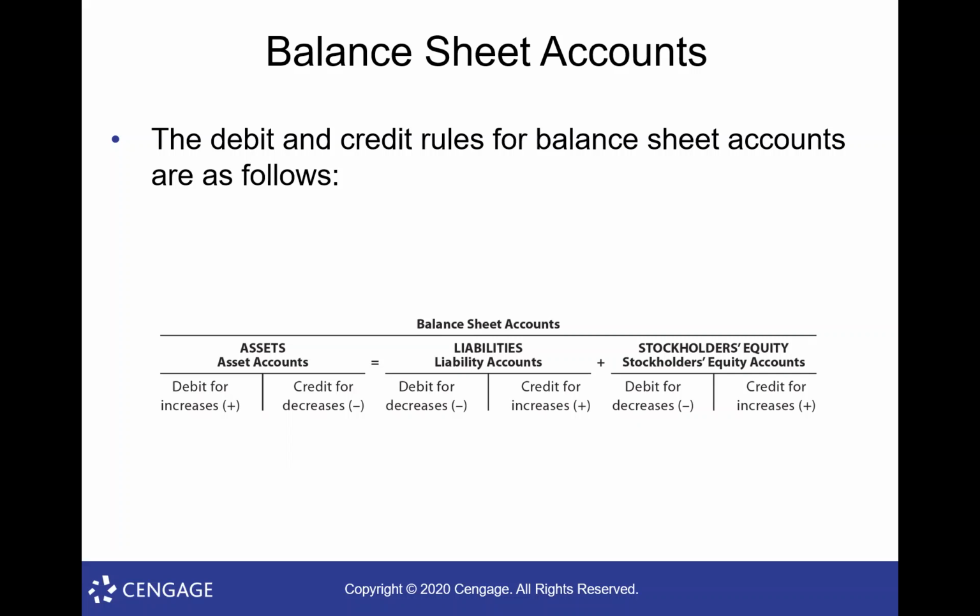These rules work for me because I know what assets are, and I recognize that because assets equal liabilities plus stockholders' equity, they're on opposite sides of the equal sign, so they're opposite from each other. For my brain, that works. So if I know assets increase with a debit and decrease with a credit, then I know that liabilities and stockholders' equity are the opposite, and I have all three of them memorized. That's how my brain grabs onto it.